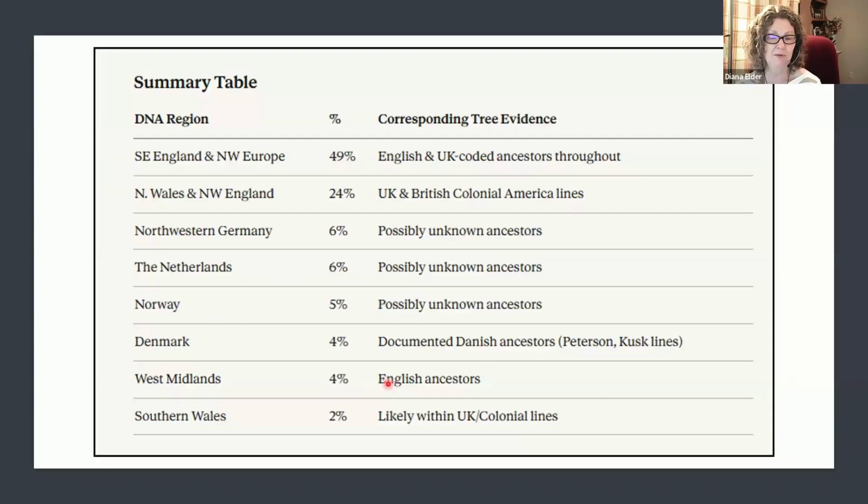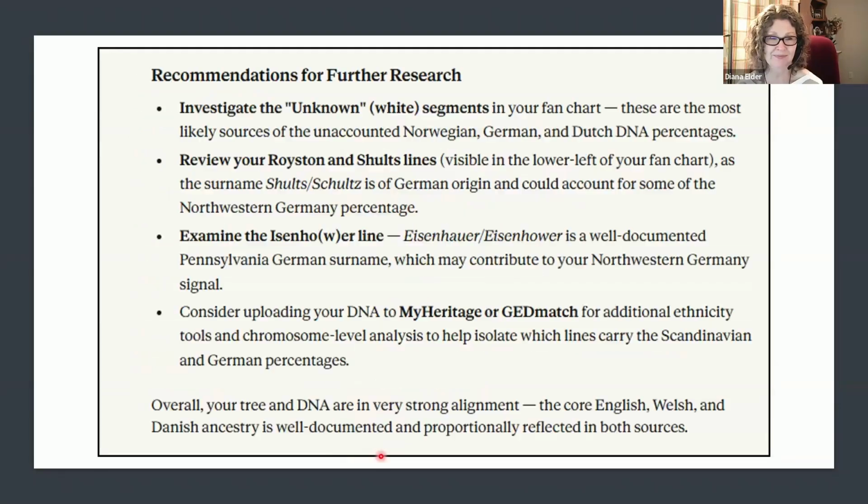Then it made a nice table for me. I didn't ask for the table, it just decided it would do that and put the regions down, the percentage that I had inherited or that it thought I had inherited, and then the corresponding tree evidence. So this is something that I could copy and paste and put into my project document, or however I'm tracking my ancestry ethnicity estimates, and then compare with the next iteration of it.